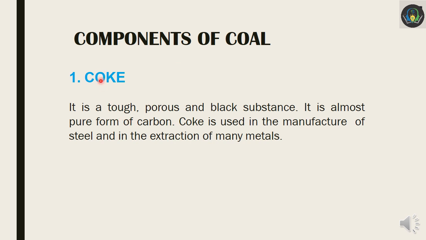So let us understand all the components of coal that we have just seen. The very first one is coke. Now coke is a tough, porous and black substance. Remember the things that we are getting at the end, the solid substance which was present in the first test tube was the coke. It is almost pure form of carbon, and coke is used in manufacturing of steel and in extraction of many metals. So that was the very first component.